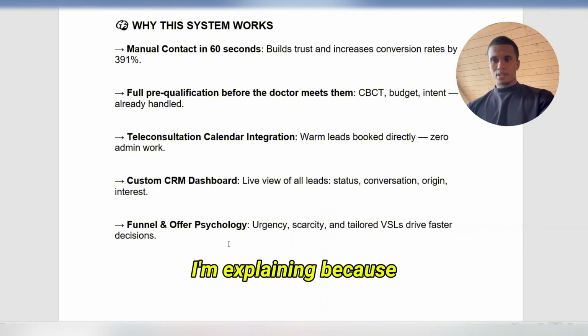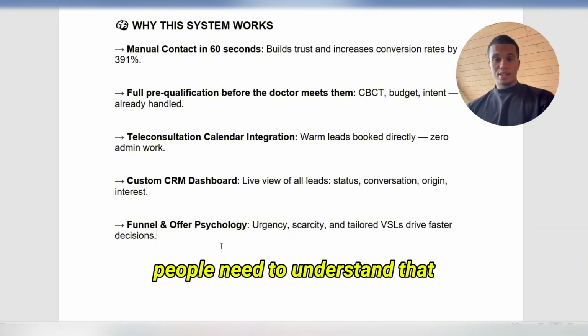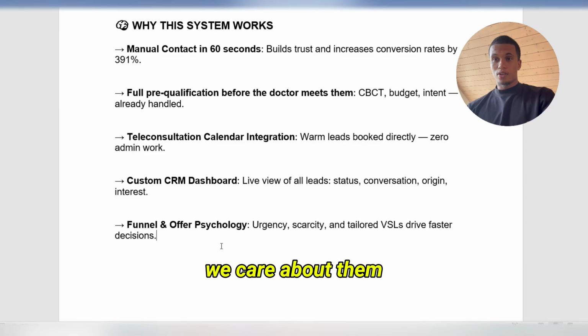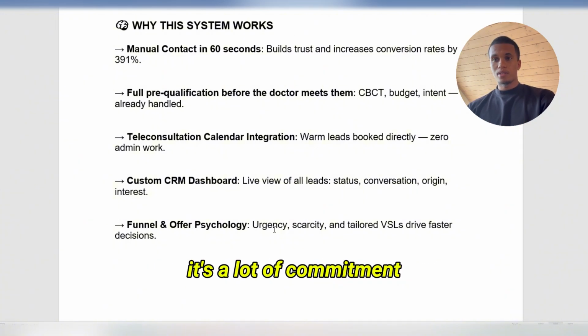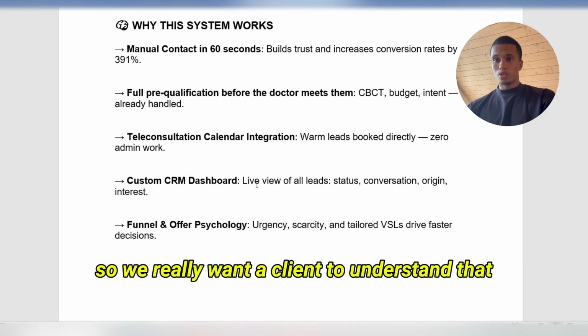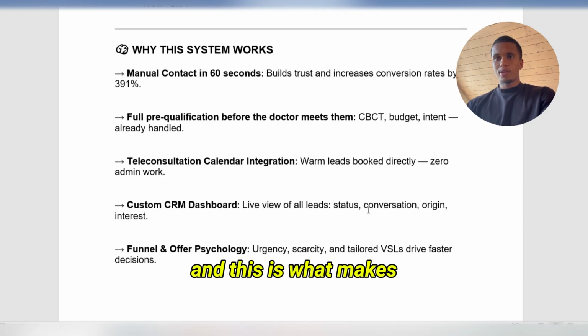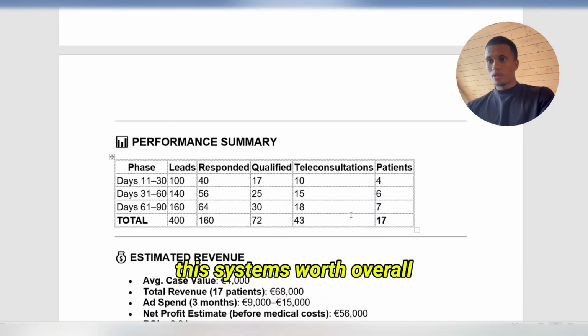I'm explaining because people need to understand that, and they need to feel that we care about them, and that we're not only here to make some money, okay? They need to do a treatment. It's a lot of commitment. They're human at the end. So we really want a client to understand that. And this is what makes this system work overall.